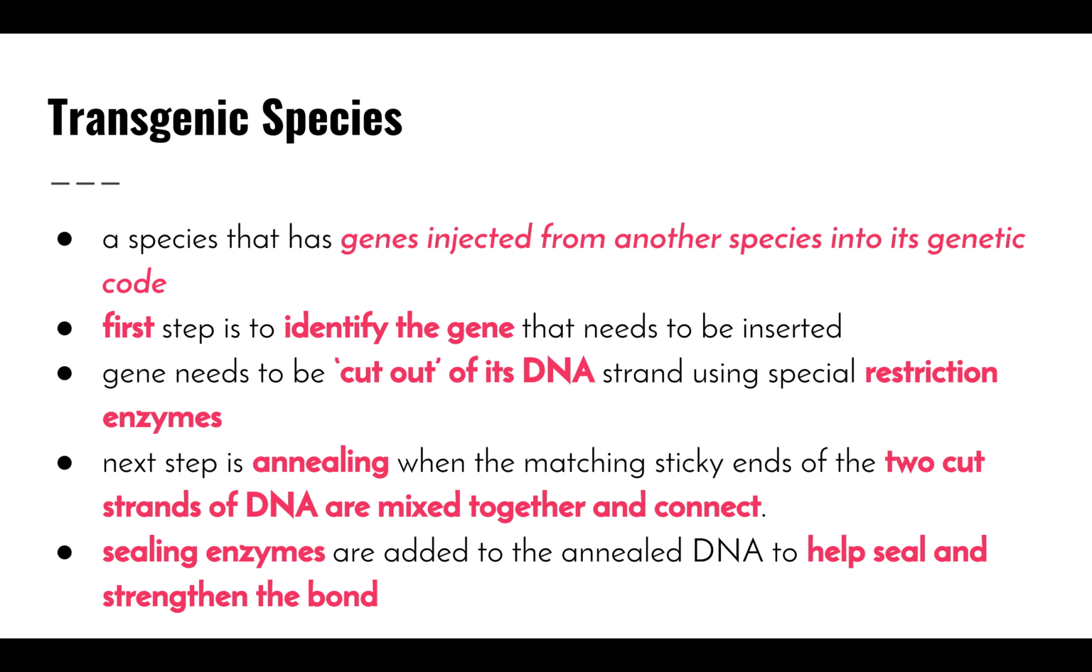Once the gene has been identified, it needs to be cut out of its original DNA strand using special enzymes called restriction enzymes or restriction endonucleases. There are more than 800 different types of restriction enzymes, each able to cut a specific point in a sequence of nucleotides, and they form sticky ends. What we mean by this is that when we put the new DNA into the DNA of the other organism, the sticky ends help join the points where the DNA needs to combine.